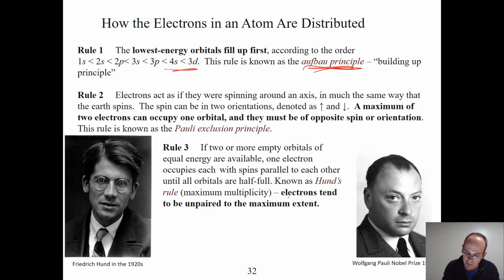Electrons tend to be unpaired to the maximum extent. And the way you can think about this is if you have two electrons, they're both negatively charged. They don't want to be occupying the same space because the negative charges repel each other. Like charges repel.